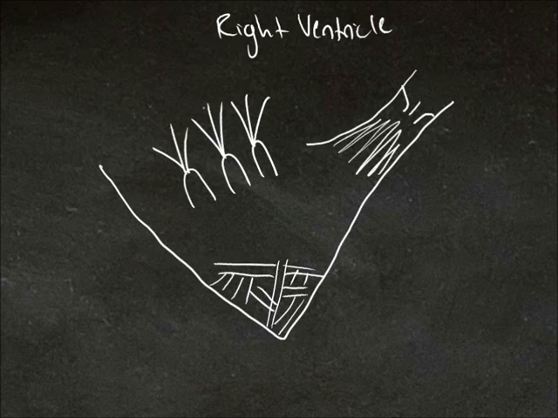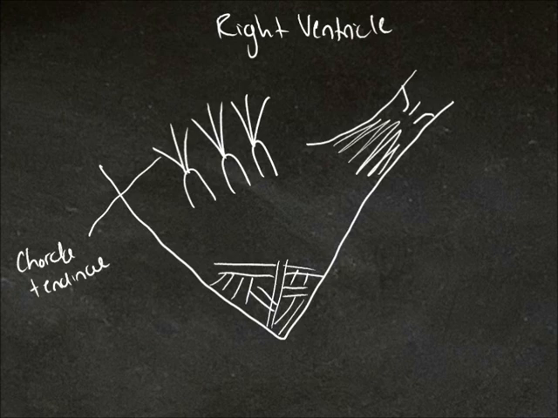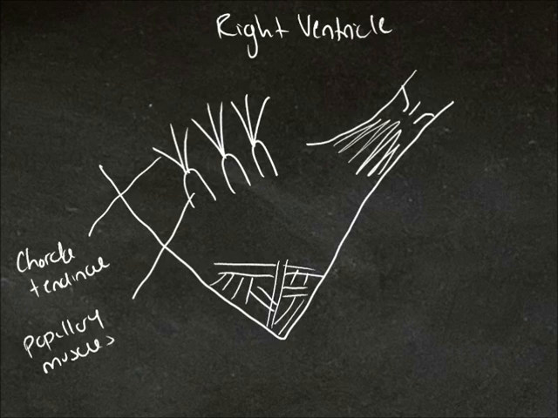So attaching to the flaps of that atrioventricular valve, we have little cords called chordae tendineae. And the chordae tendineae themselves are attached to these papillary muscles. And this is what controls the opening of these flaps of the atrioventricular valve.